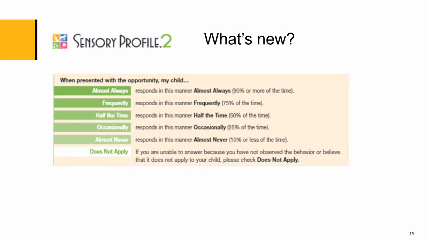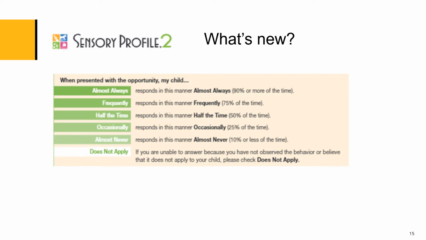Here's a closer look at the scoring key present in the previous slide. You can see that almost always is present 90% or more of the time. Frequently is around 75% of the time. Half the time is 50%. Occasionally is 25%, and almost never is 10% or less. We also have the option of does not apply.